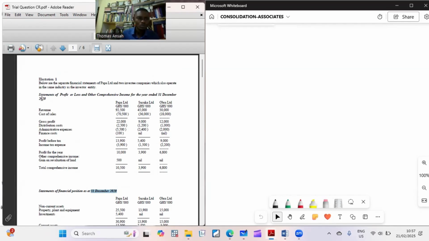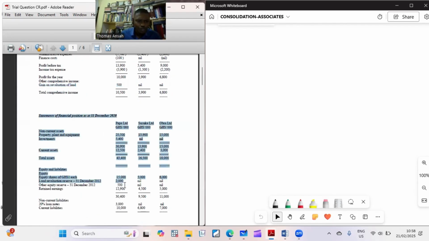Second is to skim through the figures that are given to you here. So you have revenue, cost of sales, gross profit, distribution, and finance costs, just to familiarize yourself with what is there. All right. So gain or loss on revaluation, gain on revaluation is here for that of the parent. Good. So you familiarize yourself with that. You do the same thing for the balance sheet. Look at the things that are in the balance sheet. Let's look at them. All right. Just look at them. Okay.